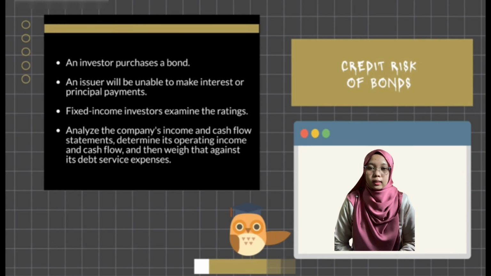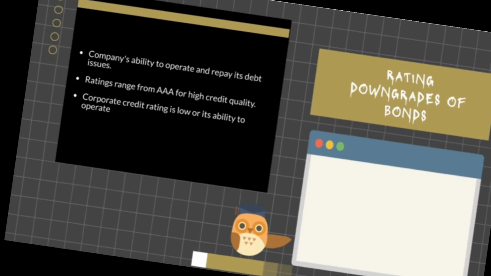Credit risk of bonds. An investor who purchases a bond is purchasing a certificate of debt. The risk is that an issuer will be unable to make interest or principal payments when they are due and therefore defaults. Fixed income investors examine the rating of the issuer in order to establish the credit risk of the bonds, analyze the company's income and cash flow statements, determine its operating income and cash flow, and weigh debt against its debt service expenses.